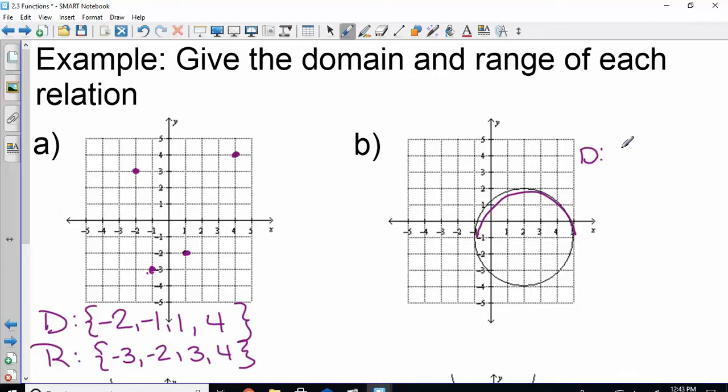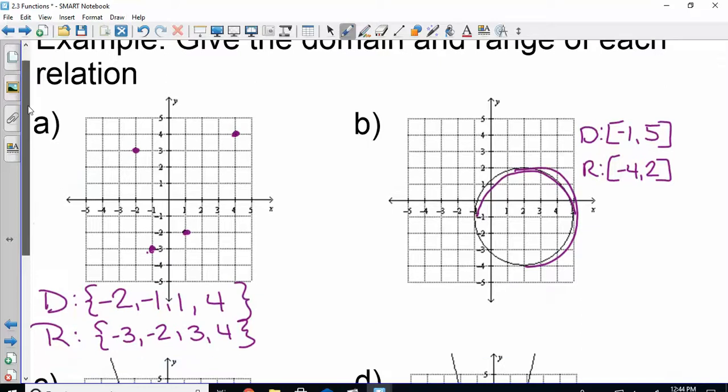So my domain, in interval notation, it does hit both the -1 and the 5, so they get brackets. So it looks like that. Range is referring to your y's. So as I'm going from the bottom, the first y value we hit is -4, and then the last y value we hit is 2. Interval notation, you always have to go small to large.